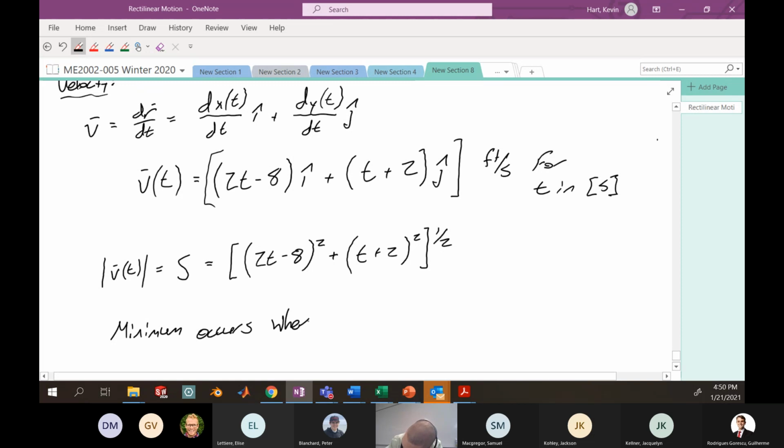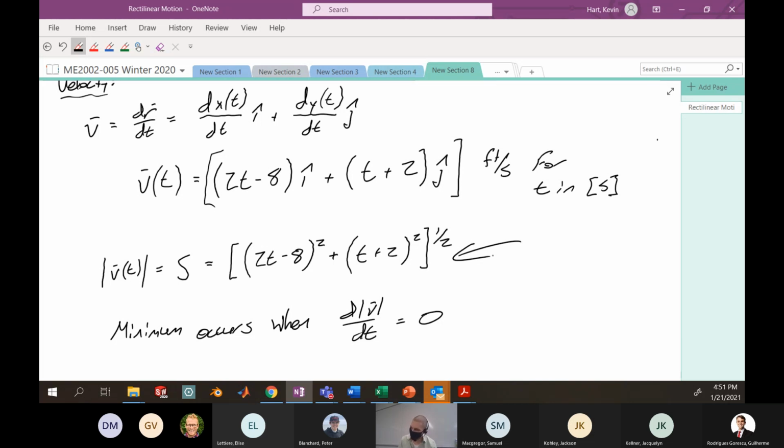Minimum occurs when the derivative of this velocity is equal to 0, right? Max and a min occur. All right. So I need to take the derivative of this and set it equal to 0 and figure out what time makes that minimum or maximum. Yeah, that derivative looks disgusting, right? Yeah, okay. But if you're a little bit smart about it, you don't have to go through all the nonsense. What do I mean by that?